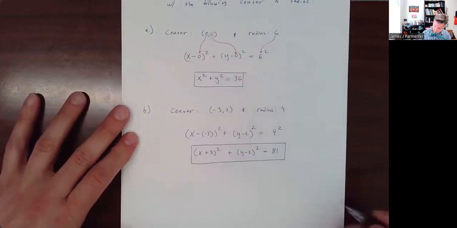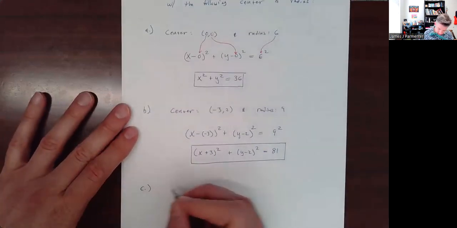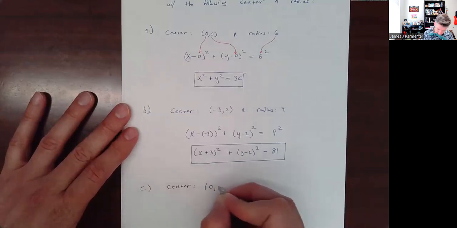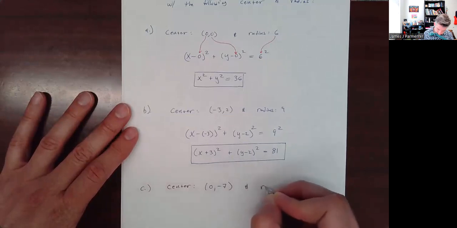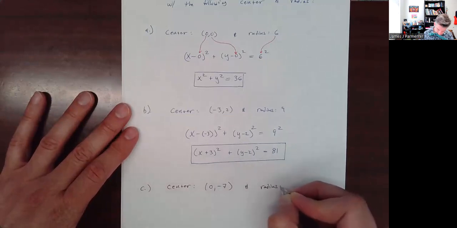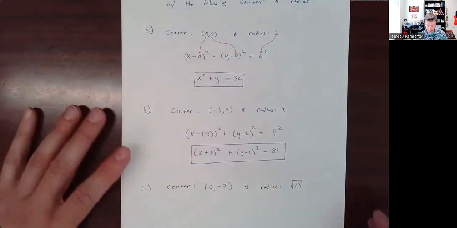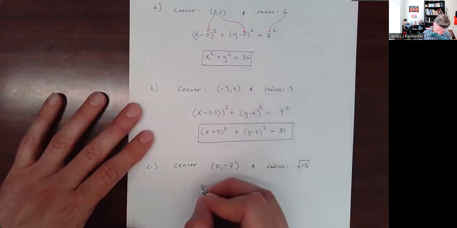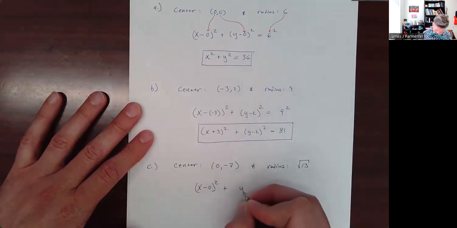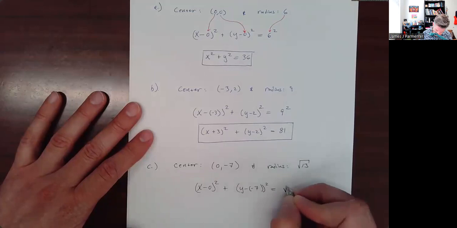I'll use a different color here. Let's say our center now is the point 0, -7, and the radius is the square root of 13. Same deal. I'm going to write x minus 0 quantity squared plus y minus -7 quantity squared equal to the square root of 13 quantity squared.